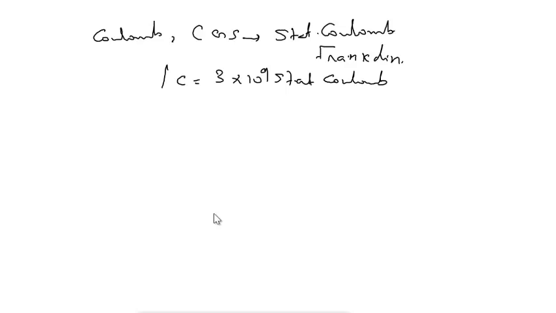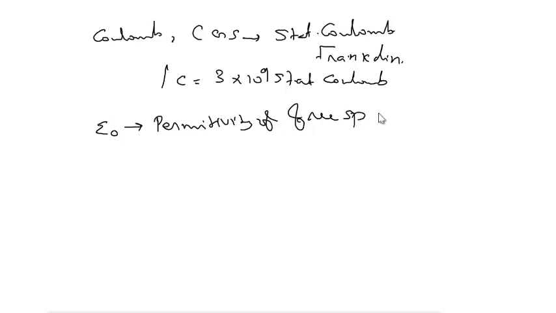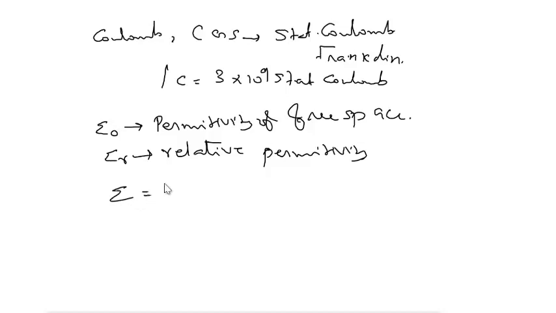Next, we can find out the relative electrical permittivity. How can we find it? See here, F equals 1 by 4 pi epsilon 0. Epsilon 0 is the permittivity of free space. Then epsilon R is the relative permittivity. Then we can represent epsilon, the permittivity of a medium, as epsilon 0 into epsilon R. This is the formula. Please learn this formula by heart and keep it.